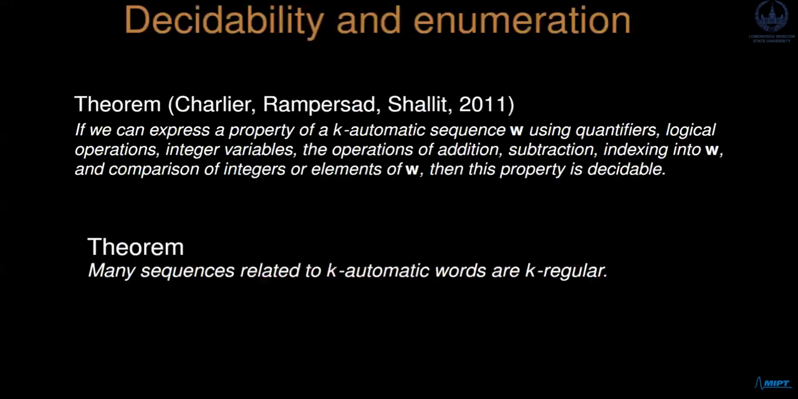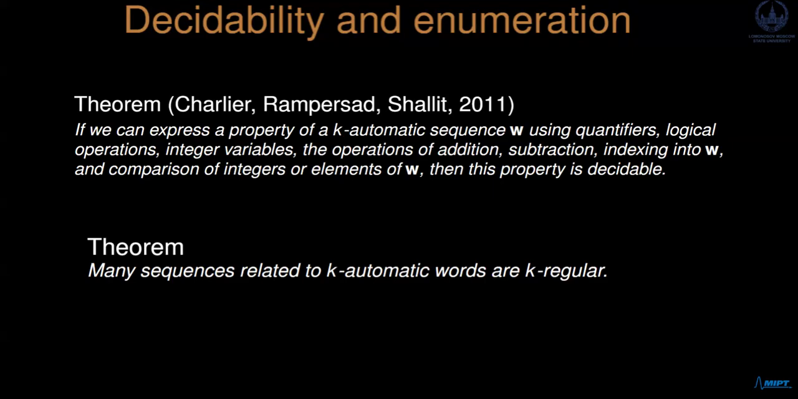Okay, now I want to talk a bit about decidability and enumeration. In this final section, we focus on the decidability of properties of K-automatic sequences and the concept of enumeration related to these sequences. Actually, we want to talk a bit about numeration systems. It's a subfield of combinatorics.